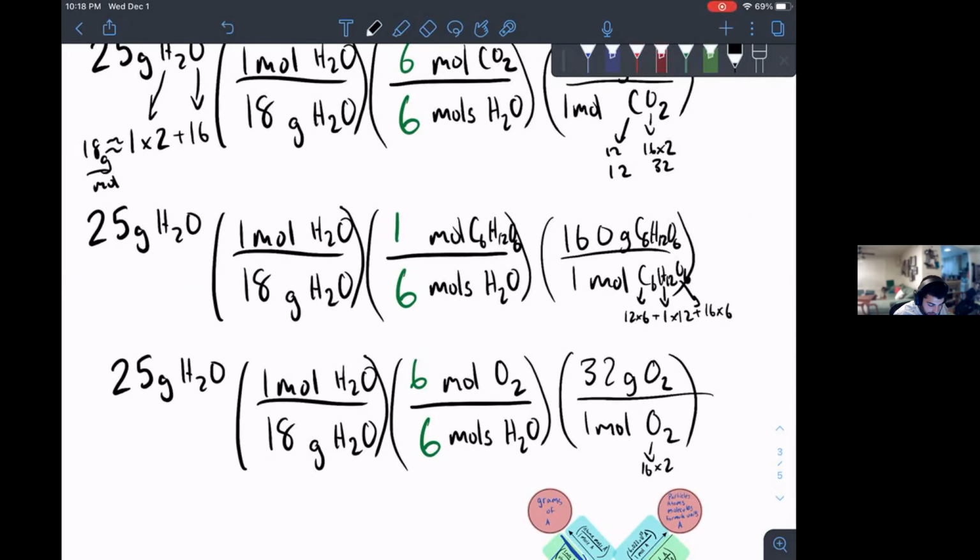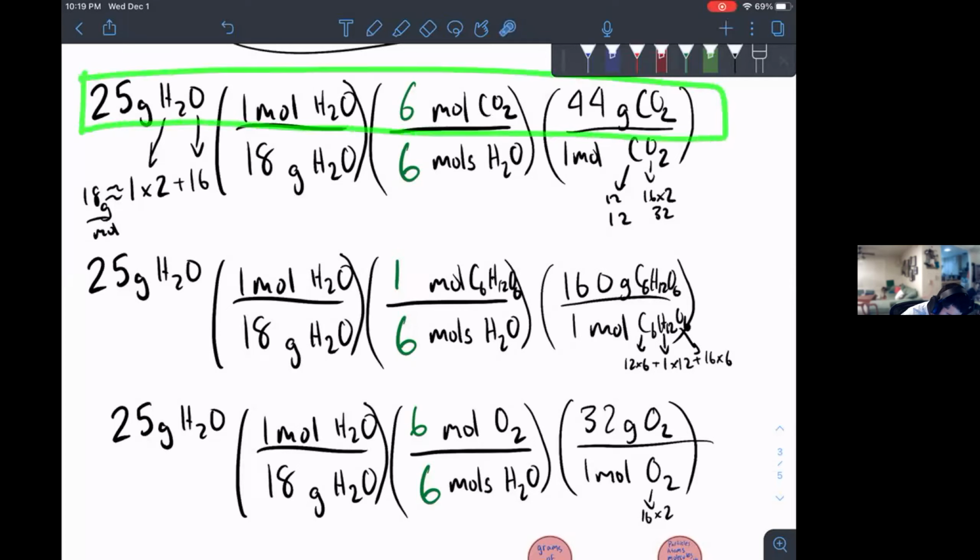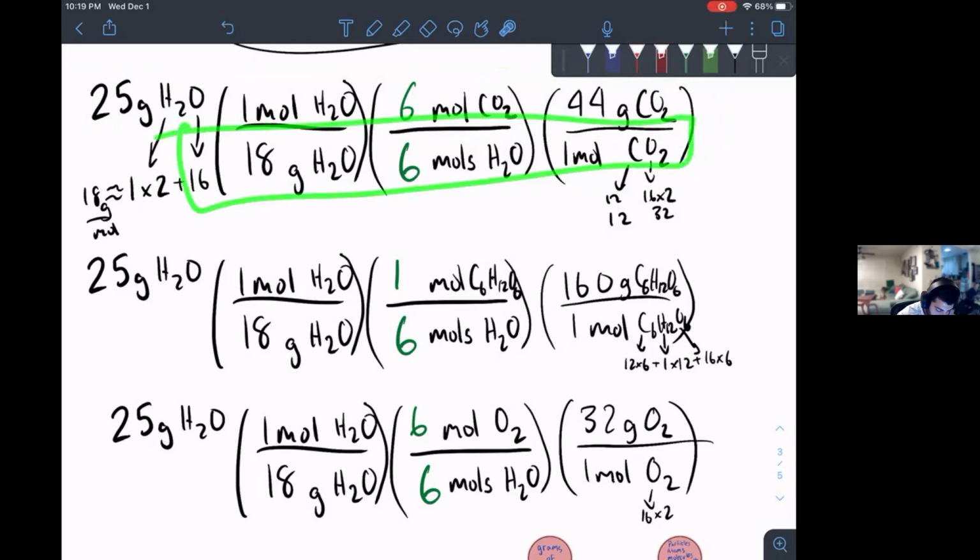So I'm going to go ahead and type this stuff up into my calculator. And as I type this into my calculator, something to keep in mind is everything on the top, you're going to multiply. So this is going to be 25 times 1 times 6 times 44. Everything on the bottom, you're going to divide. So you're going to divide your answer by 18, divide that answer by 6, and divide that answer by 1. If you want to be efficient, you can cancel out the 6 and the 6.